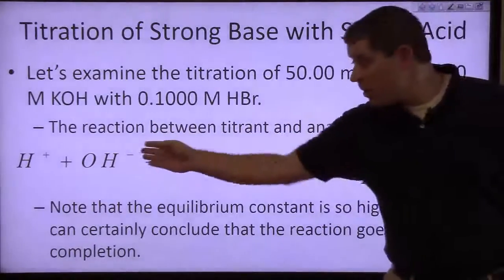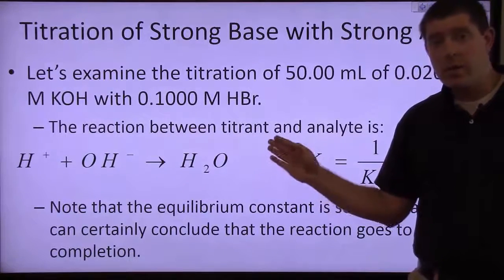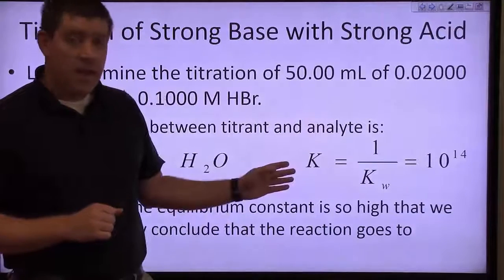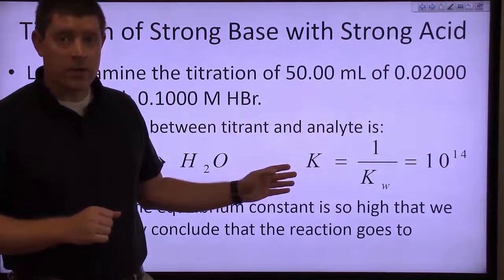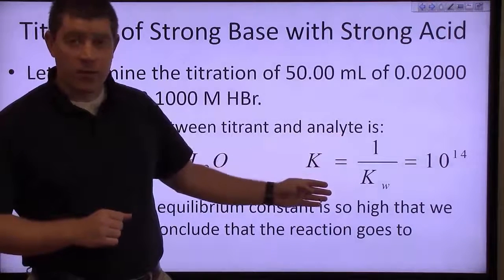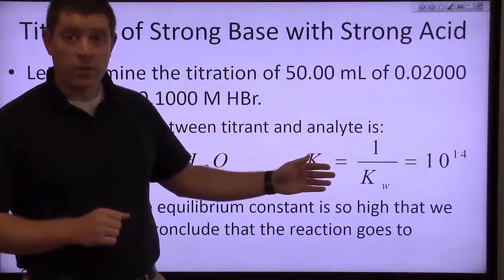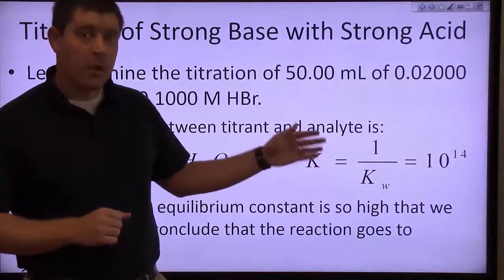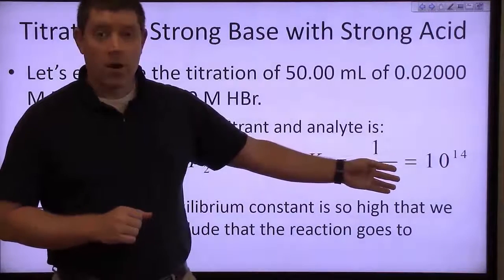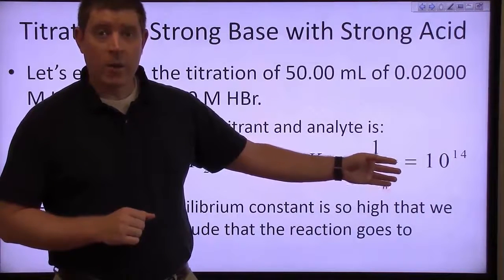Now, we know this equation is simply the reverse of the autoionization of water, and that means that the K value, the equilibrium constant for this reaction, is going to be equal to the inverse of Kw, because our reaction is the reverse of the autoionization reaction. And because we know that Kw is equal to 10 to the minus 14, that means that our K value here is going to be 10 to the positive 14.